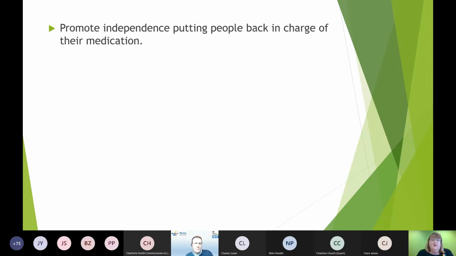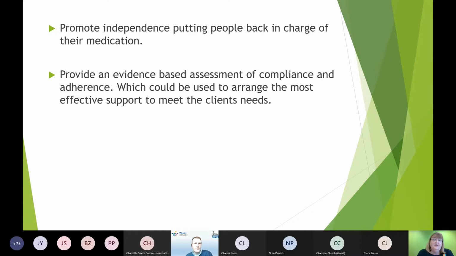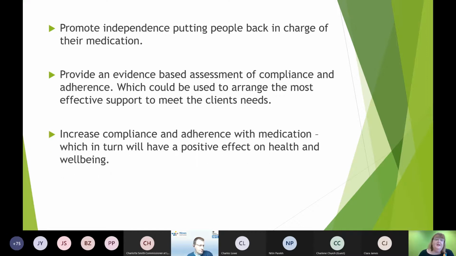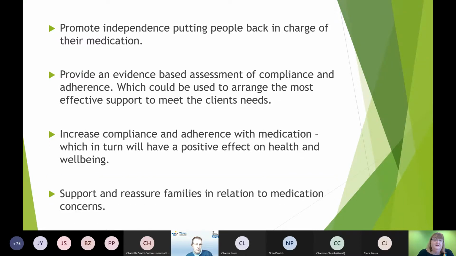So we wanted a solution which would promote independence, putting people back in charge of their medication, provide an evidence-based assessment of compliance and adherence, which could be used to arrange the most effective support to meet the client's needs. Also increase compliance and adherence with medication, which in turn will have a positive effect on health and well-being. Also support and reassure families in relation to medication concerns, because we obviously have a lot of referrals from families who are concerned about their relatives taking their medication, or they're not taking their medication and it's having an adverse effect on their health.